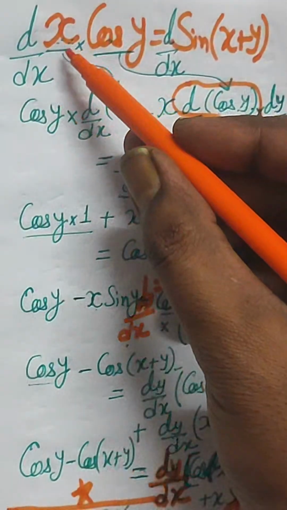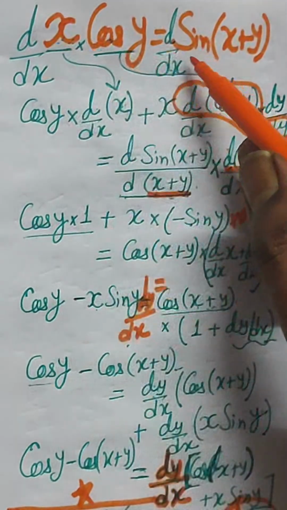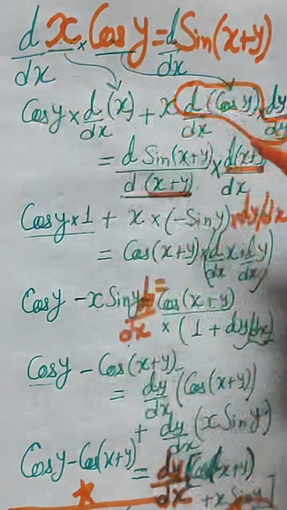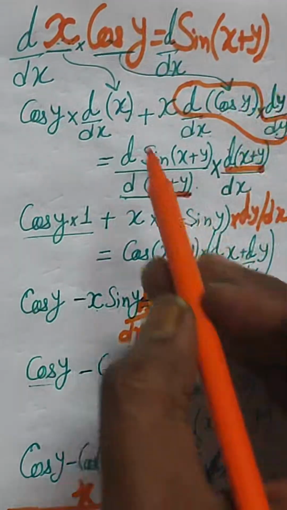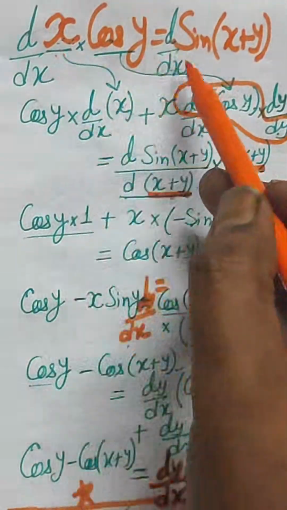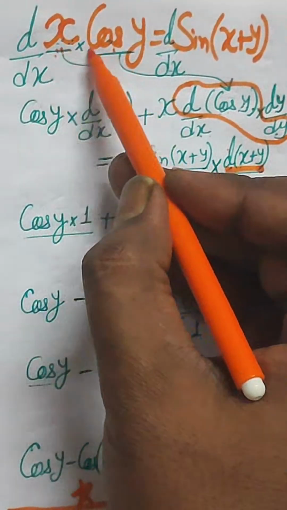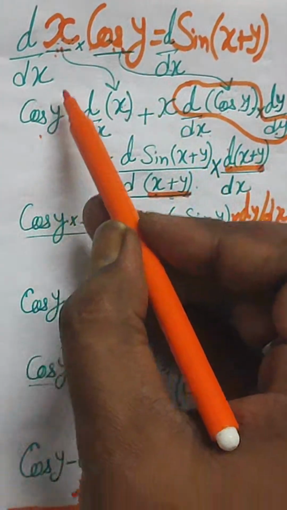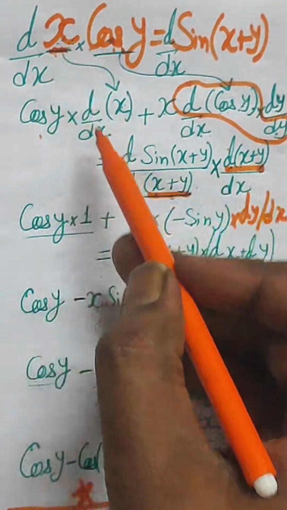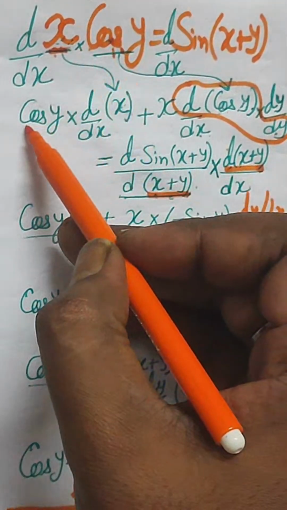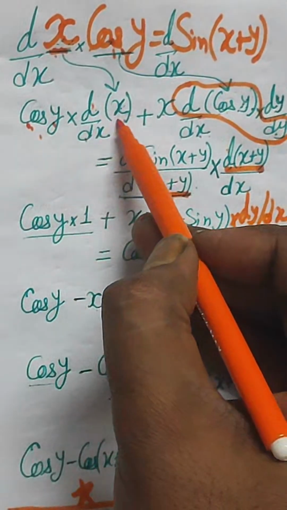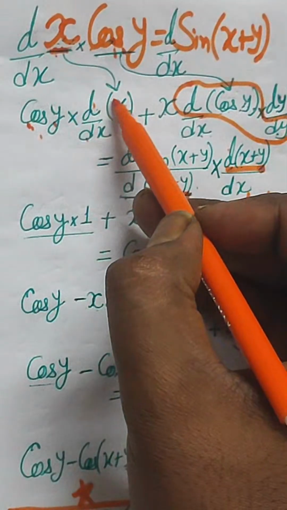Here it was given that x cos y is equal to sin(x + y). We need to differentiate this and find the value of dy by dx. So what we did, we applied d by dx on the LHS and RHS both. When we applied it, you can see two terms are there, x into cos y. So we applied the formula for a into b: we differentiated the first term, keeping cos y outside, and d by dx of x happens here. That's why I am showing this with an arrow.